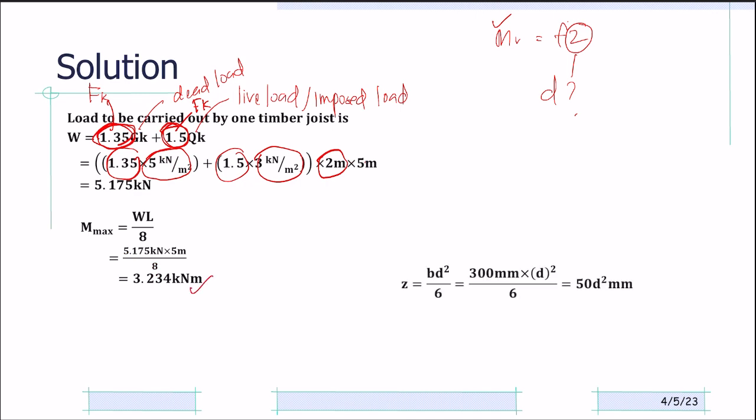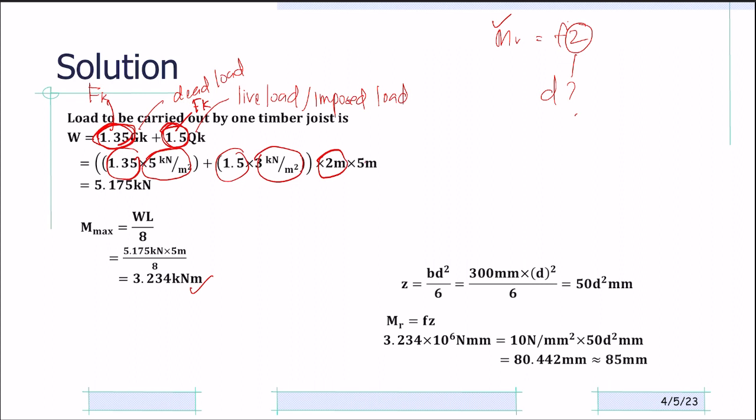Then we can get the value of Z, because we want to get the value of D. So Z is equal to BD square divided by 6. So B is 300. D square divided by 6. So we get 50 D square mm. So we want the value of D, and we can just insert it into the formula MR equal to FZ.